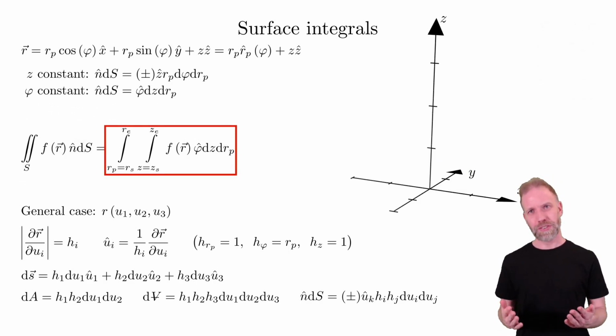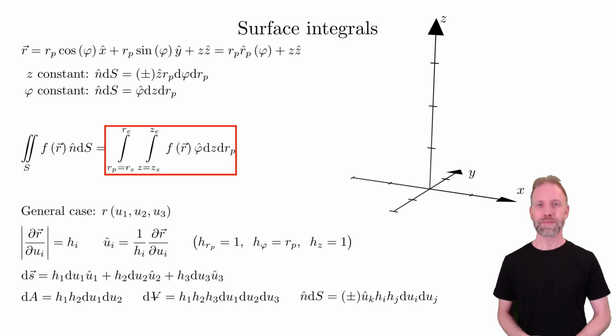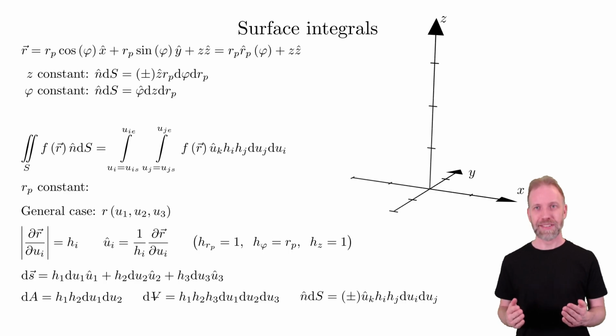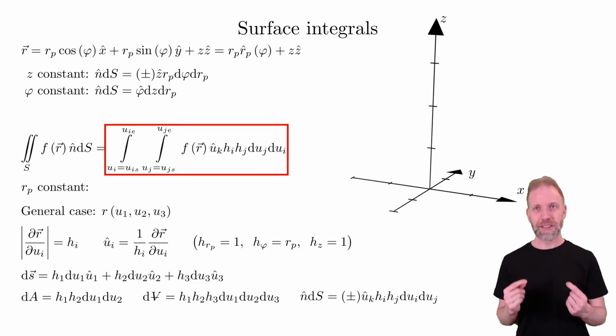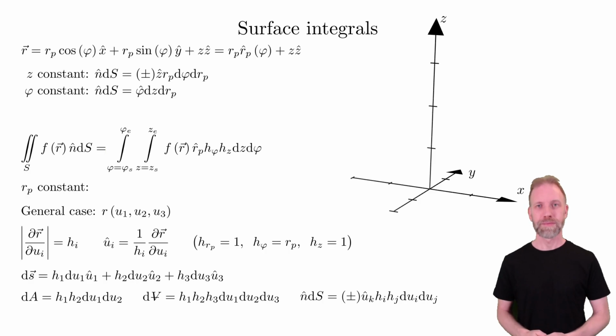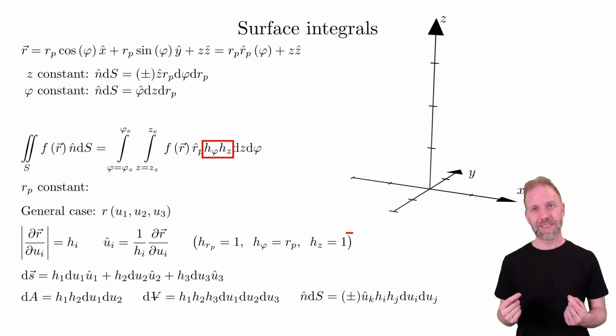Let us restore the original equation again, and consider the final case where rp is the constant. Put the normal in the radial direction and integrate over phi and z. Insert the scaling factors h.